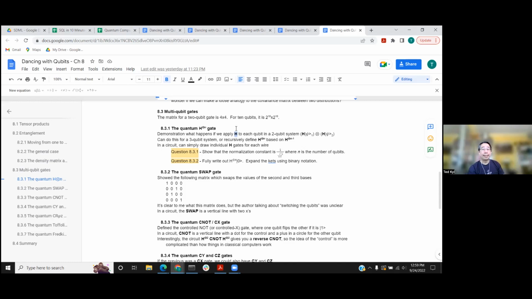So again, this isn't saying what the purpose of a bigger Hadamard is, but in terms of the pure math, it's showing that anytime you want to know what's happening in a multi-qubit system, just tensor product what's happening to each of the individual qubits, and you're good.